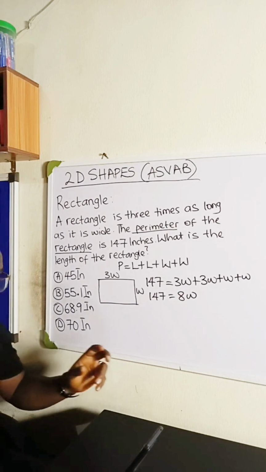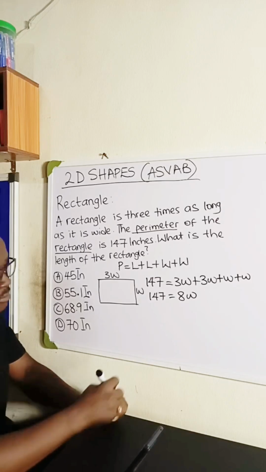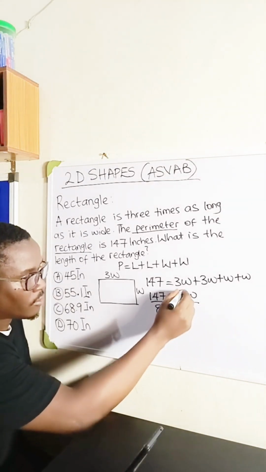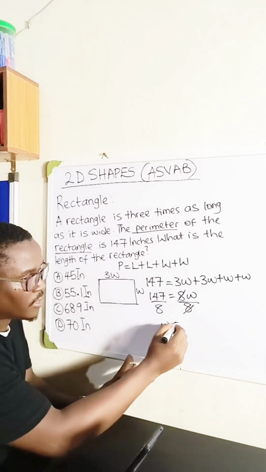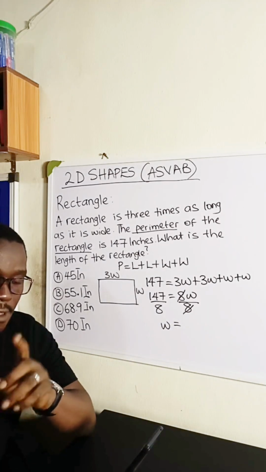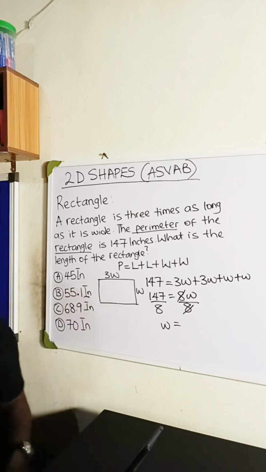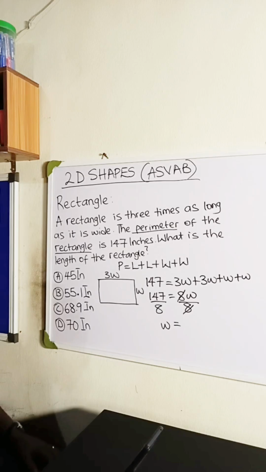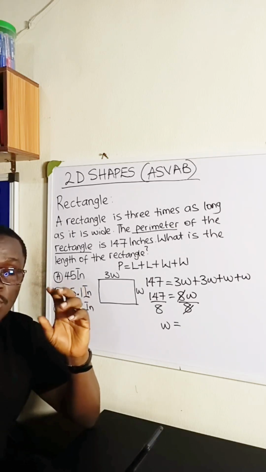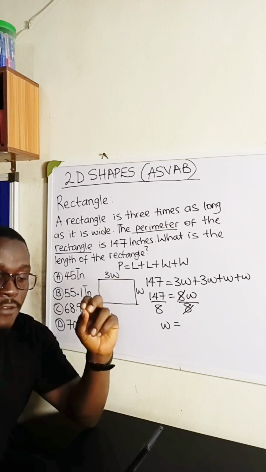So to find the value of W, we need to divide both sides by 8. Cancel out. We have W is equal to, now we can easily use our calculator to get the answer. But in the ASVAB exams, you cannot use a calculator. That means you have to use long division, right? Since you cannot use a calculator, you have to use long division.